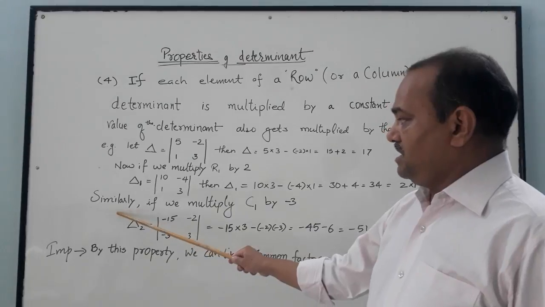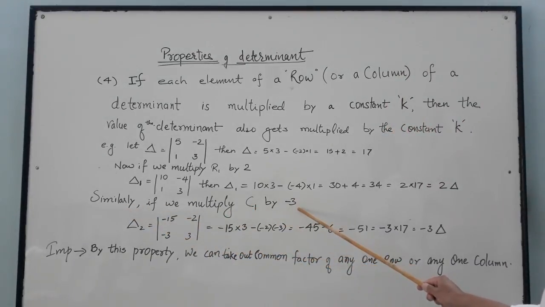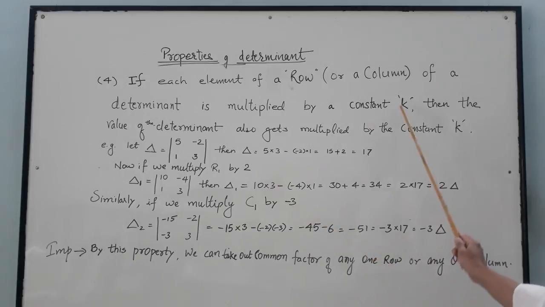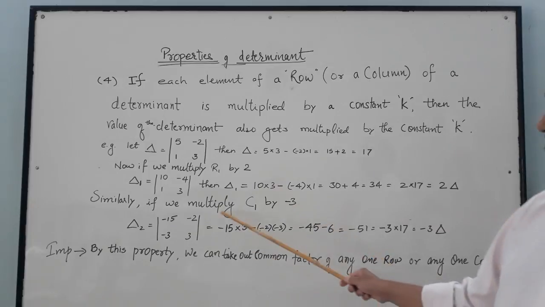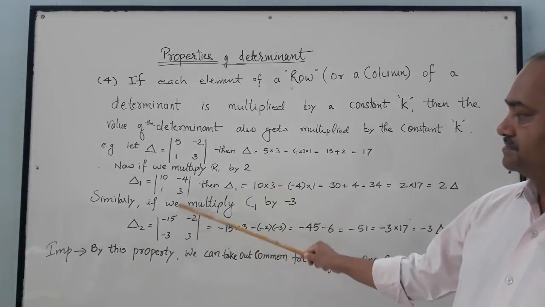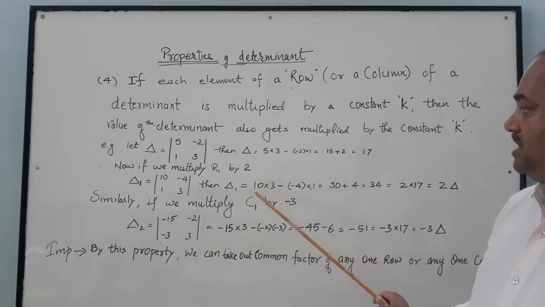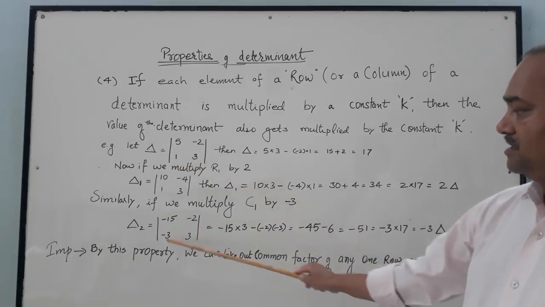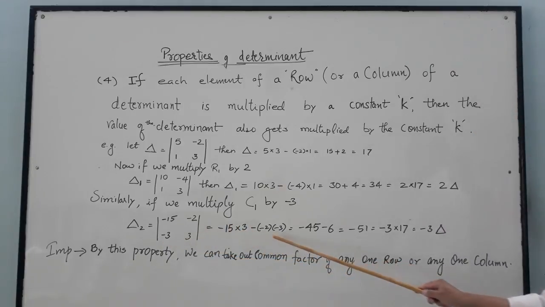This is true for any row or any column. So to verify again, let us multiply first column by another constant minus 3. The value of k is minus 3 here. When you are multiplying first column by minus 3, 5 into minus 3 becomes minus 15 and 1 into minus 3 becomes minus 3. Again, when we solve this by AD minus BC, we are getting minus 51.